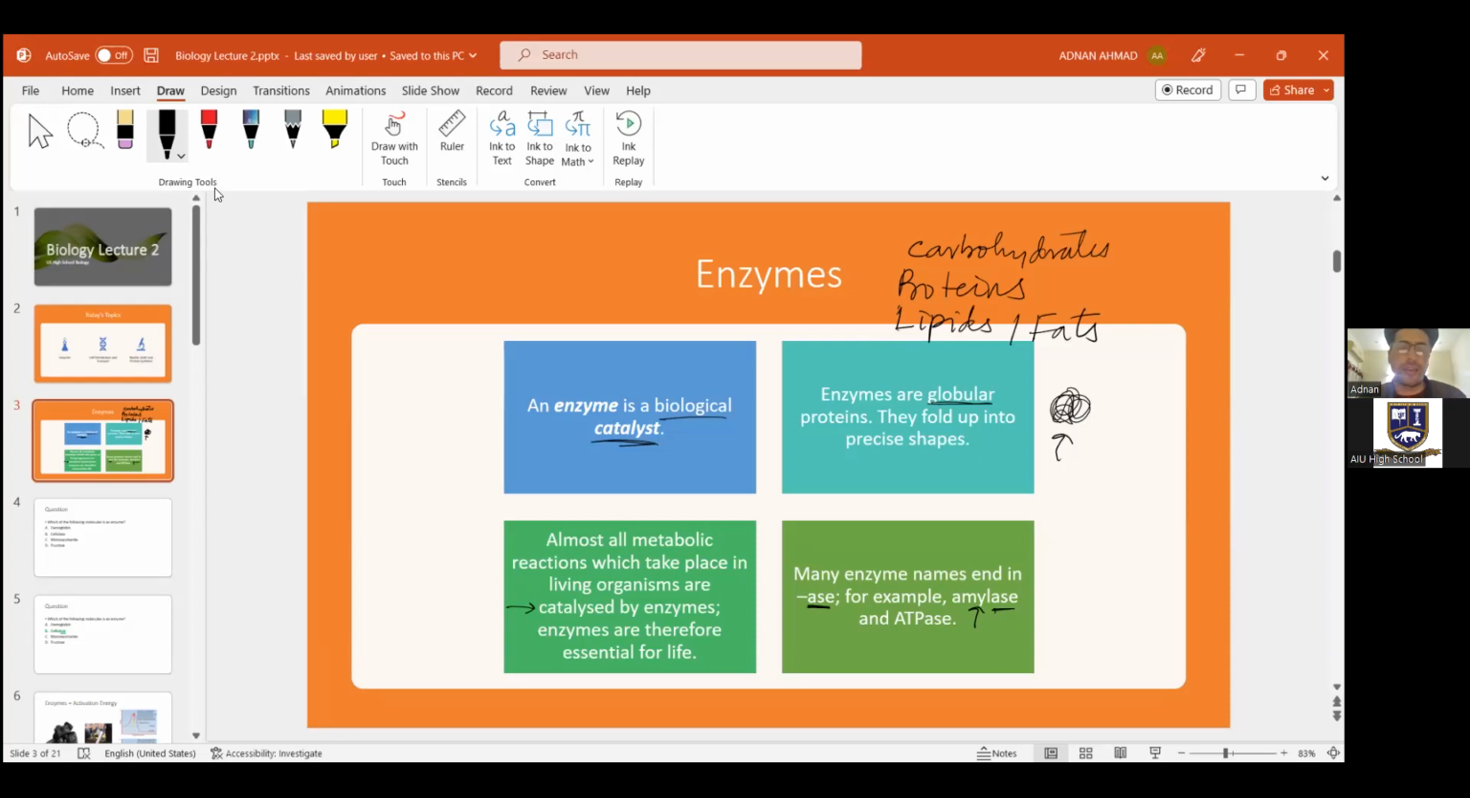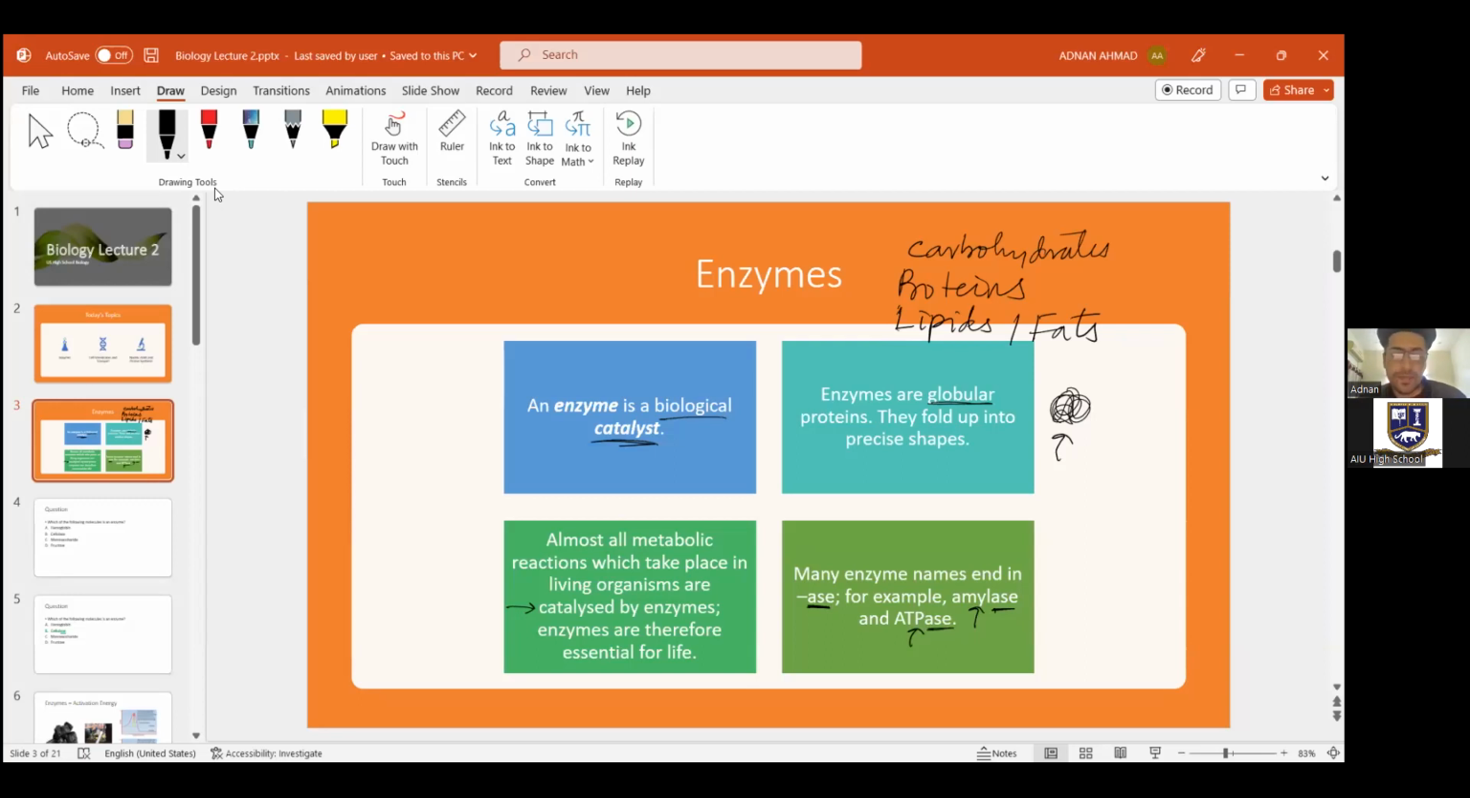And another example of the name of an enzyme is ATPase. So how do you know that this is the name of an enzyme? Because it is ending in ASE. Well, that cannot be the case 100% of the times, but it will be this way in more than 90% of the cases. So this is a good way to recognize the name of an enzyme on your paper.